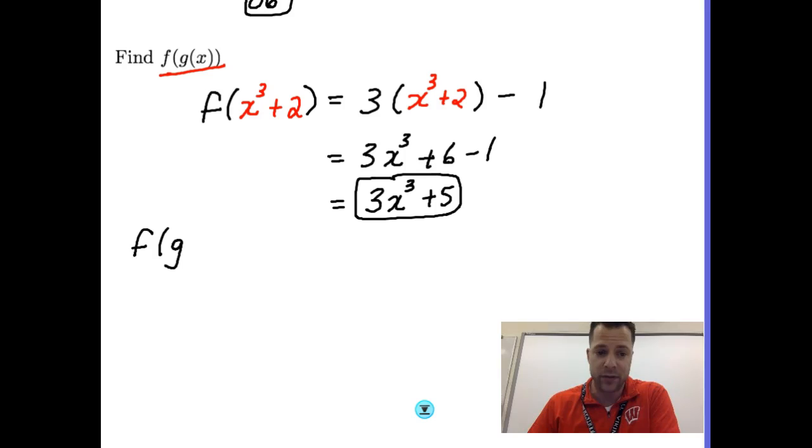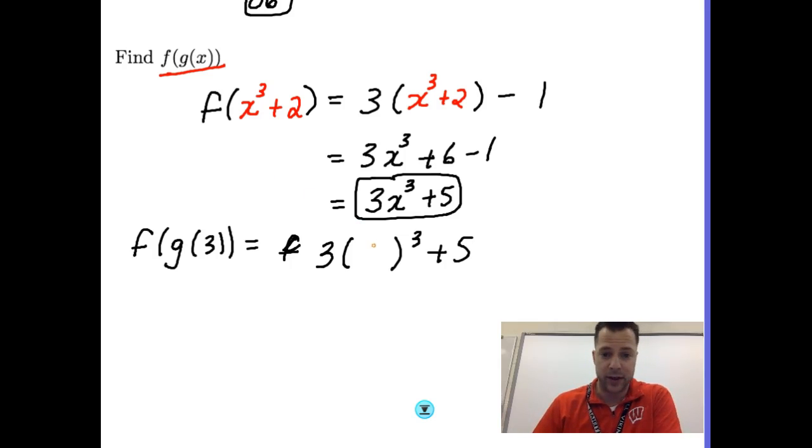F of g of 3. There's the original problem right there. So we're going to do f of g of 3. All we are going to do here is plug in 3, but not that front 3. We're going to plug that into the equation.